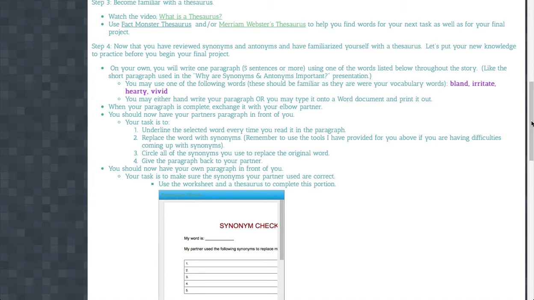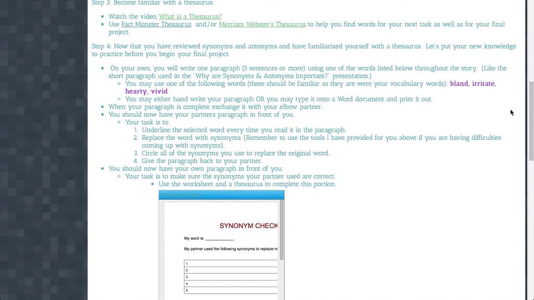Then, individually, they will create a paragraph using one of the four purple words. They'll select one of those and create a paragraph using the same exact word throughout the whole paragraph. Once they're done with their paragraph, they will hand it over to an elbow partner. They will basically switch paragraphs. The partner is to look over the paragraph, underline all of the original words, go to a thesaurus if they need to, and replace all of those underlined words with synonyms of that word and circle those words.